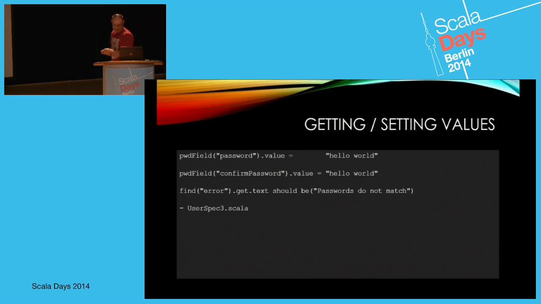And then for the second part of our test, we're saying that there is a password field, which we're setting the value to be hello field. There's another password field called confirm password. We're setting the value to be hello world. Then we're testing that an error box appears where the text should be passwords do not match. Okay? Anybody spot any problems with that?